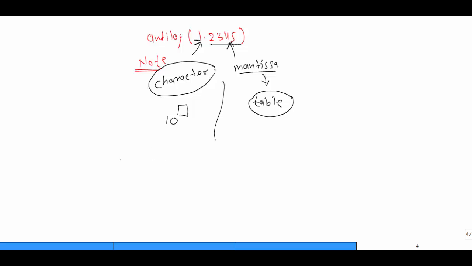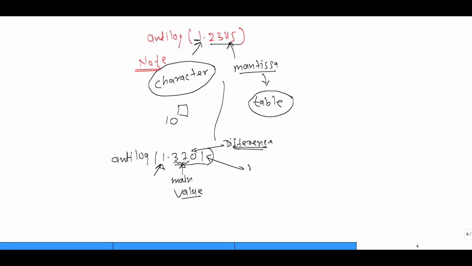Suppose we have to find out anti-log of 1.3701. The characteristic is 1 and the mantissa is 3701. Whatever the first two digits after the decimal are, that is called the main value, as we discussed for log also. The digit at the third place is called the difference, and the fourth place is called the mean difference.